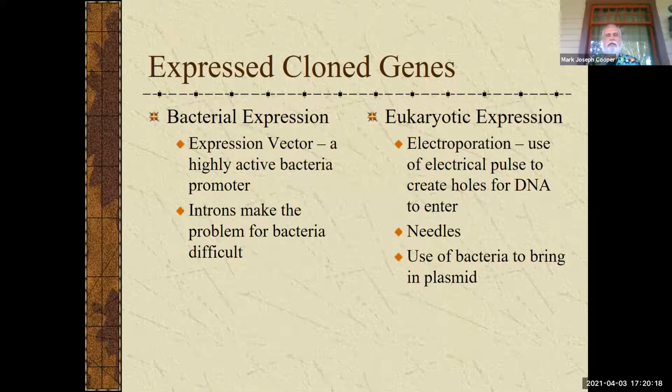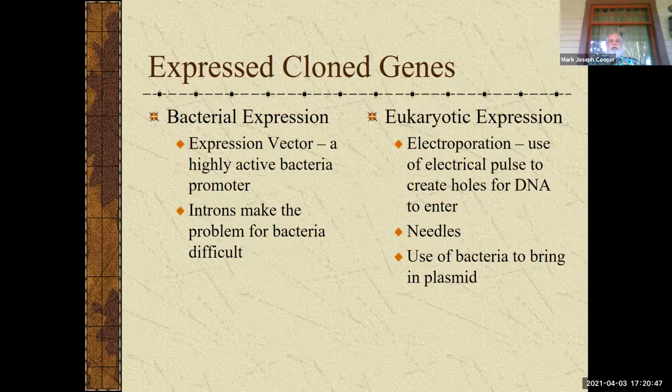All right, and so let's look at expressed clone genes. Bacterial expression, you have an expression vector, which is a highly active bacterial promoter. The problem with trying to clone genes with bacterial expression is the introns. They're very large, they're hard to manage for the bacteria. Bacteria do not have introns, so it's kind of, what do we do with these things? So it's better to do it in eukaryotic expression.